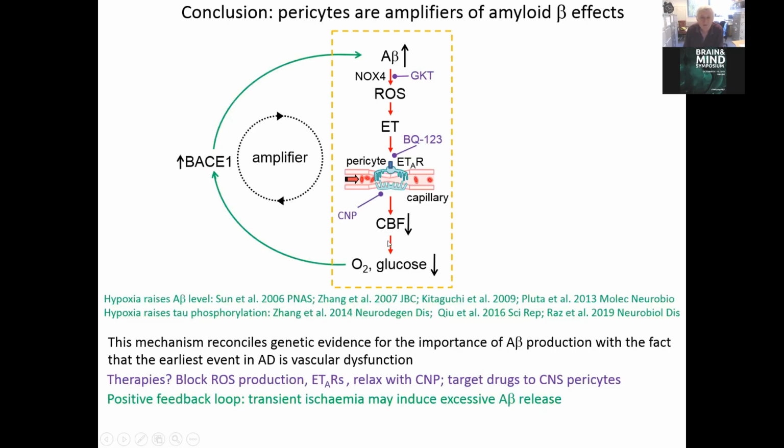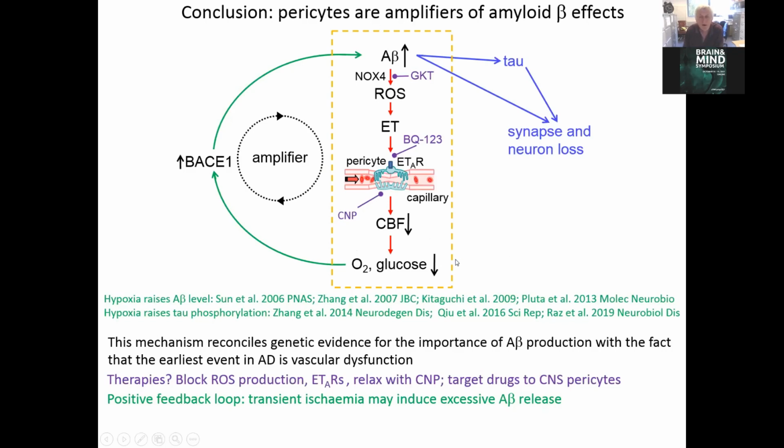Interestingly, when energy levels fall, that upregulates the enzyme which makes A beta. So there's a positive feedback loop here, which will increase the amount of A beta, produce the amount of tau hyperphosphorylation and downstream synapse loss. But it also suggests how some patients develop AD.